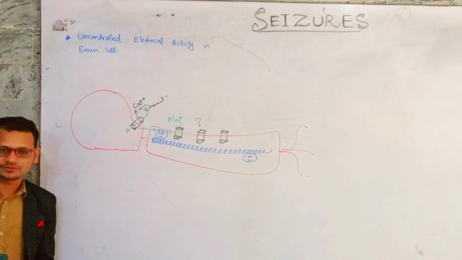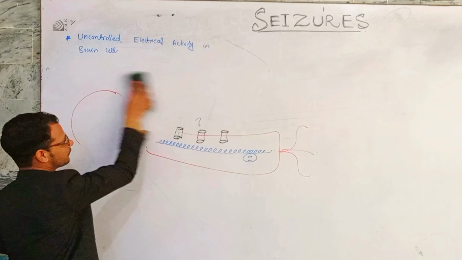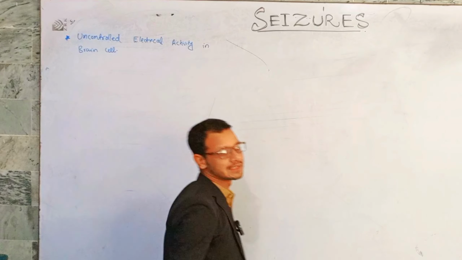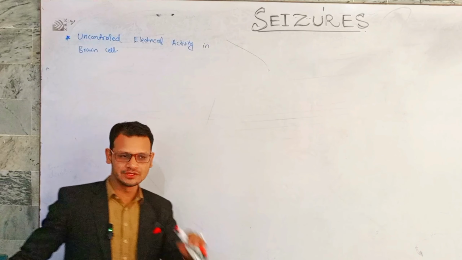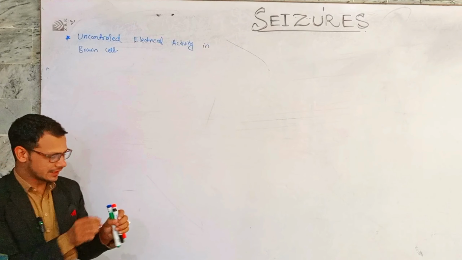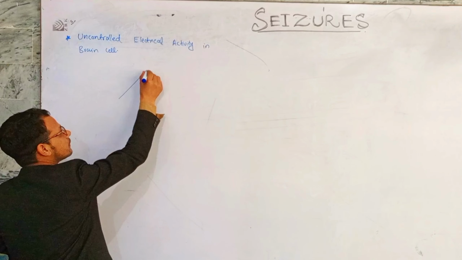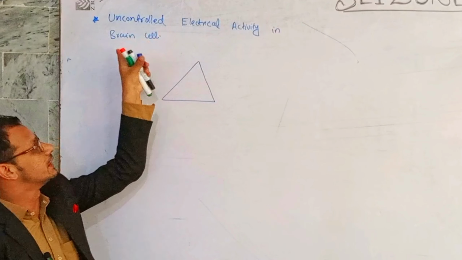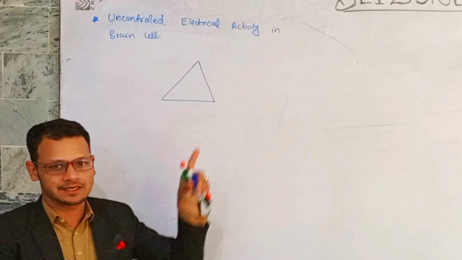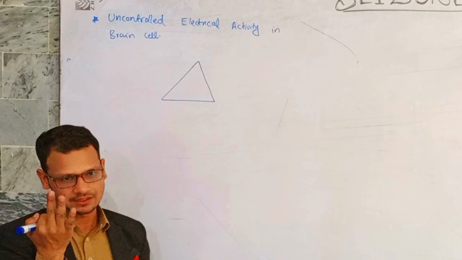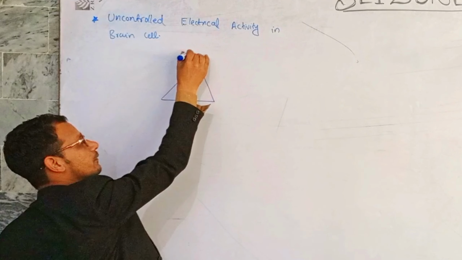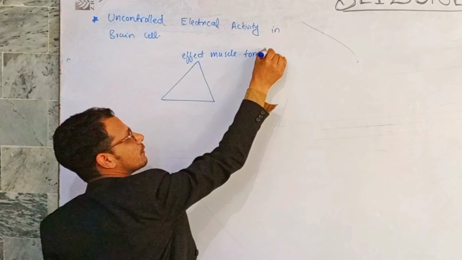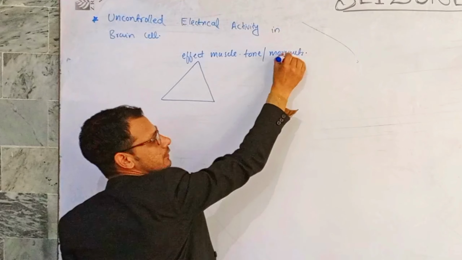There are 3 main effects of seizures on the body. Who can tell me? 3 main effects of seizure. If you forget all the things about seizures, you must know these 3 things, right? The 3 things are, we can define the seizure. This is the uncontrolled electrical activity in brain cells which temporarily causes these 3 points. Number 1, it will affect muscle tone or muscle movements. This is the first point.